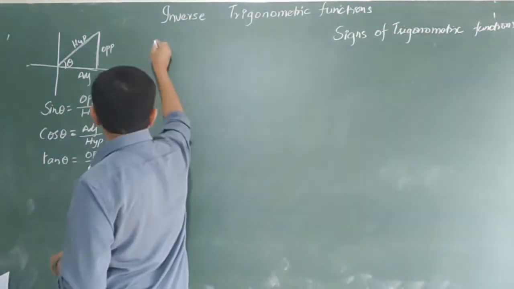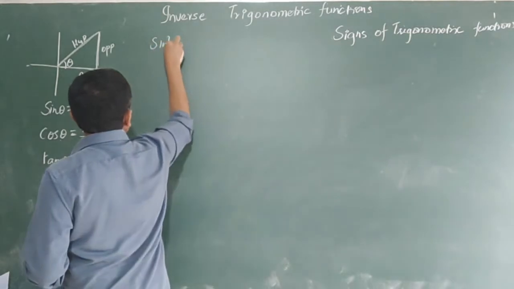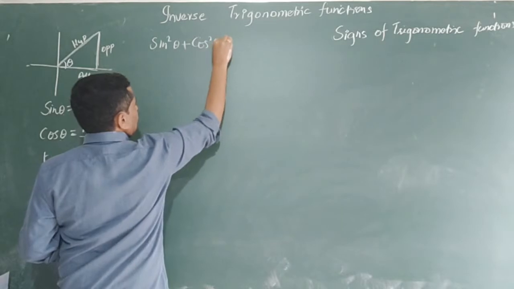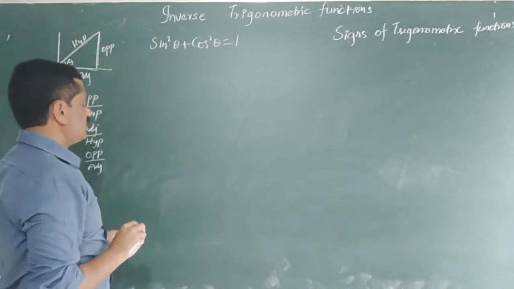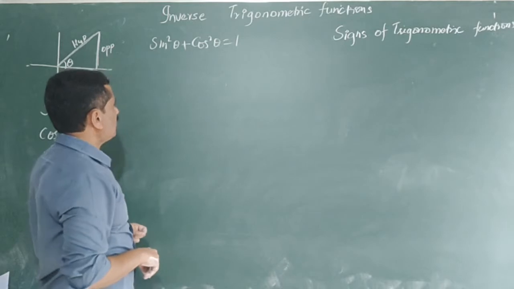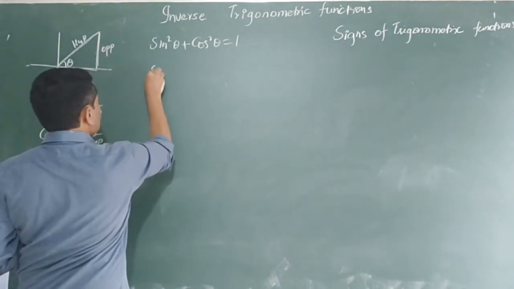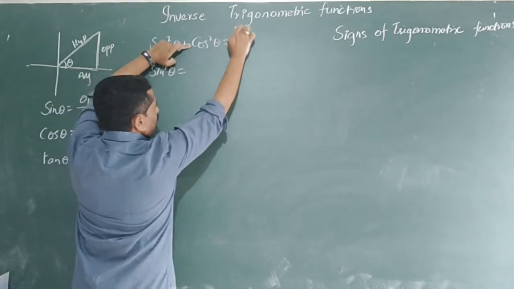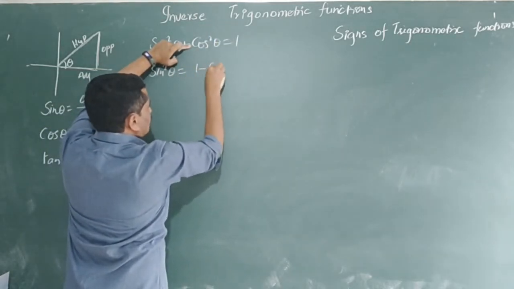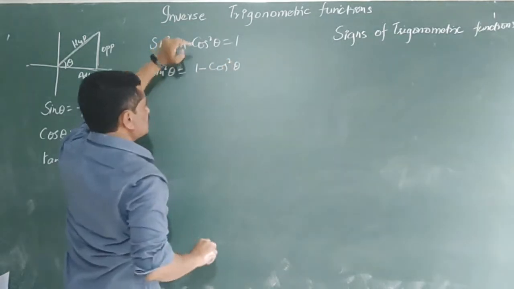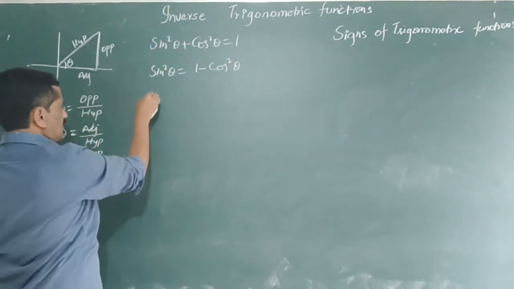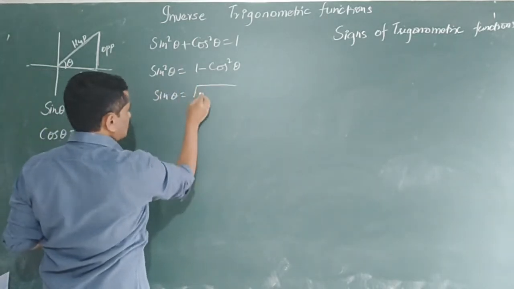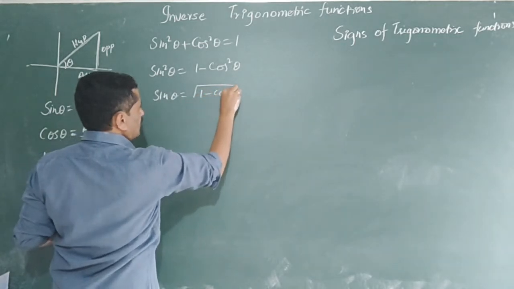Here we have sin square theta plus cos square theta is equal to 1. Using this, we can write sin square theta is equal to, bringing cos square theta to the RHS, 1 minus cos square theta. Similarly, sin theta is equal to square root of 1 minus cos square theta.